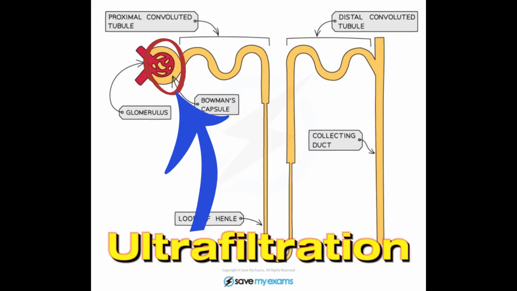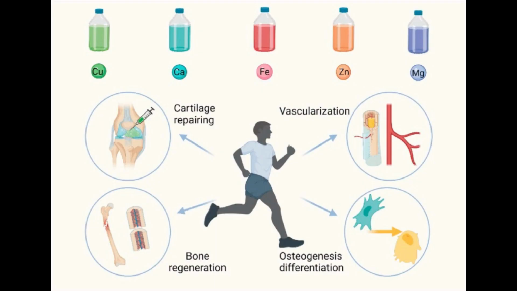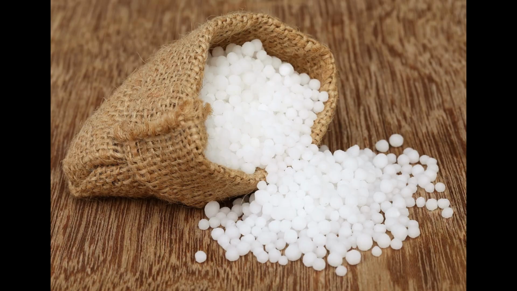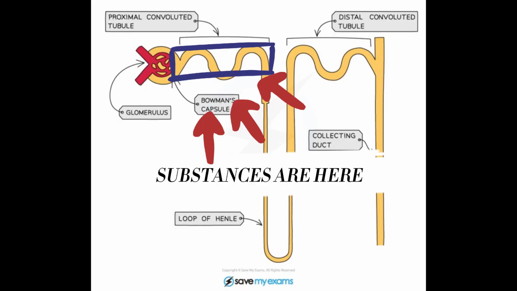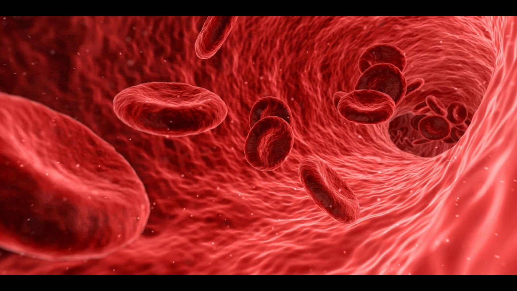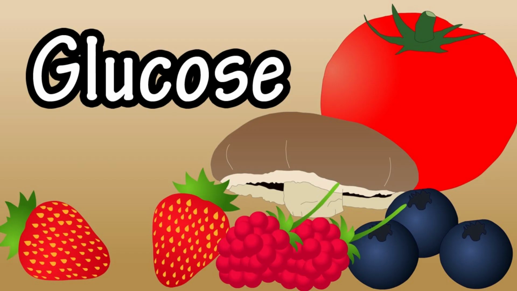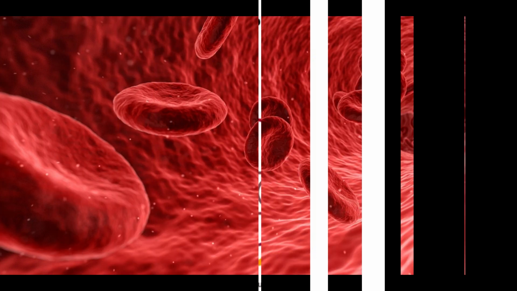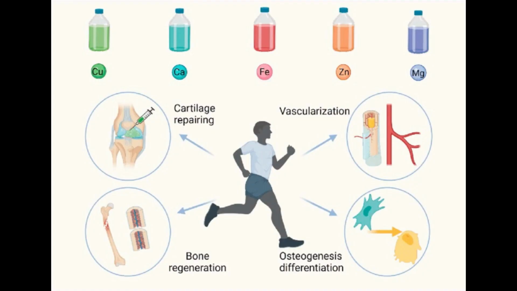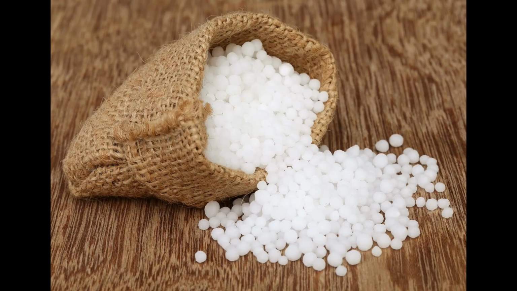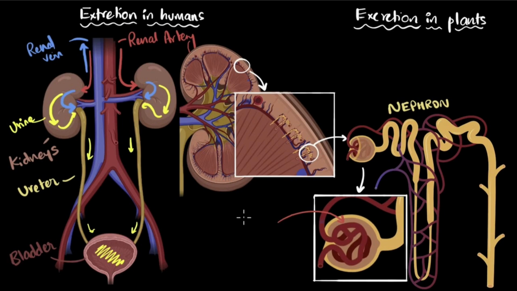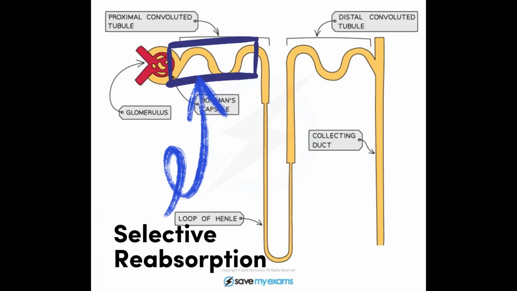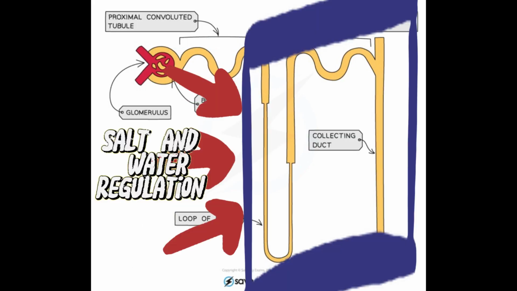After ultrafiltration, water, mineral ions, glucose, urea, and other small substances are left in the nephron. Some of these need to get reabsorbed into the blood, like glucose. Some need to be partially reabsorbed, like water and mineral ions. Others, like urea, need to be completely disposed of. The different parts of the nephron reabsorb different substances into the blood.